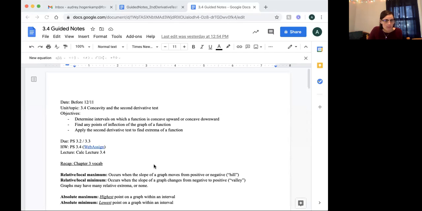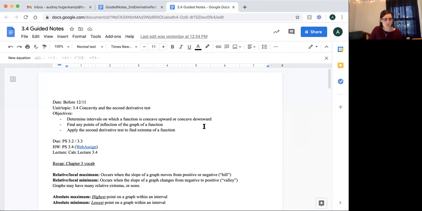Right, hello guys. Today we are on 3.4. So we're moving nice and quickly through 3.4. Let me get the guided notes pulled up. And today we are talking about concavity and the second derivative test. So we have a couple of objectives. Do problem sets 3.2, 3.3, and homework problem set 3.4. Lecture will be linked.